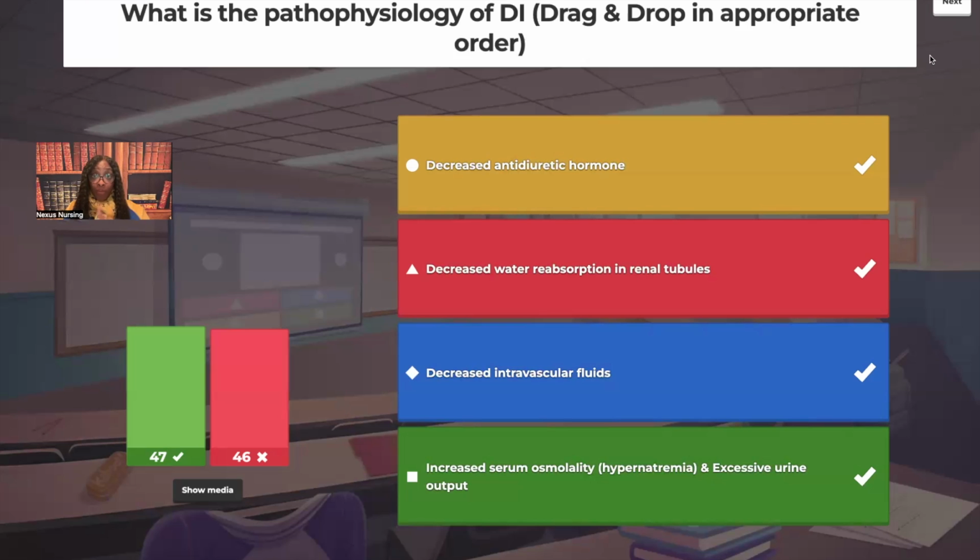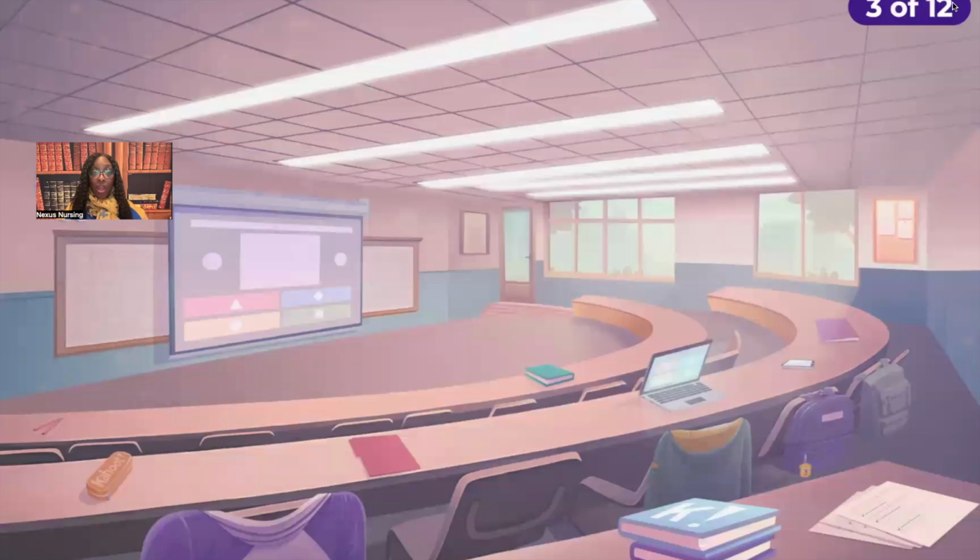So urine output up. Serum, the blood, serum osmolality up. But urine-specific gravity, the solutes that are supposed to make the urine heavy, remember, they stayed in the blood. So the urine-specific gravity is going to be what? Down. Okay? You guys follow me? Okay, I'm moving on.